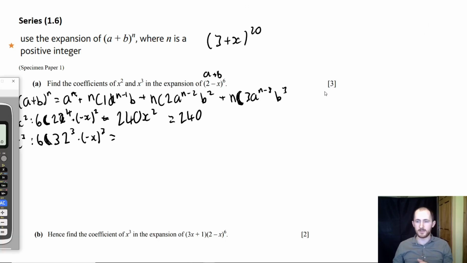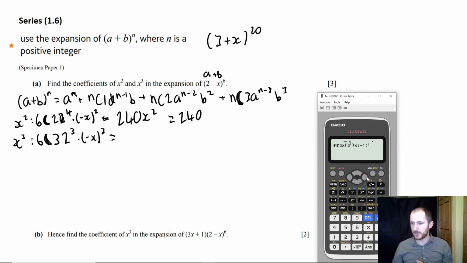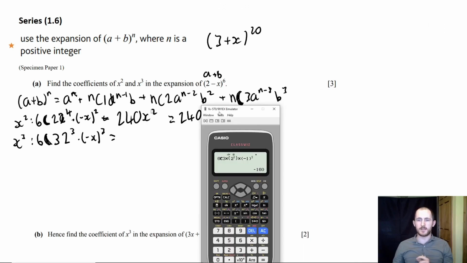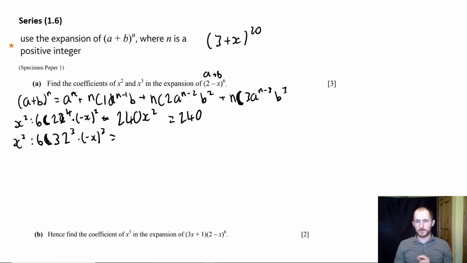So again, I'm not actually going to delete any of this. I'm actually going to go through and just edit it. So when you're doing the full binomial expansion, I would recommend just changing it rather than rewriting the whole thing. And that gives us minus 160 x cubed. So again, in this case, the coefficient is minus 160.